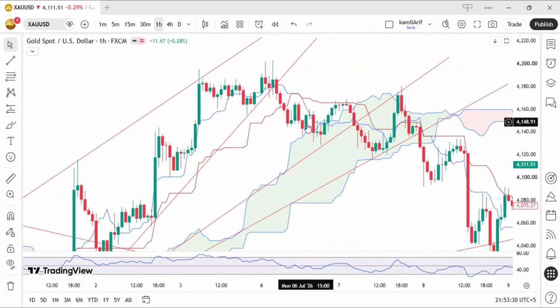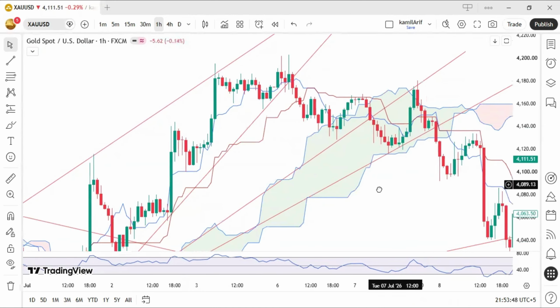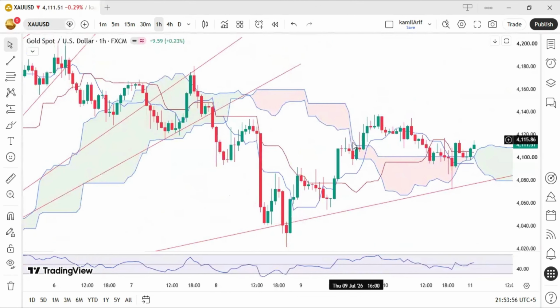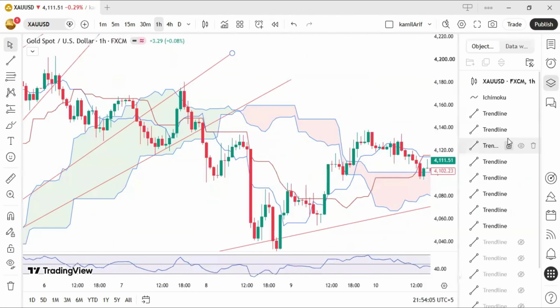Yes, you can keep in mind the outer boundaries of the cloud as well. For instance, this blue line is the outer boundary of the cloud. It is serving as support right now in the case of this scenario, and this lower blue line is of course the other boundary, the opposite side of it. Here it was serving as support, and here it was serving as resistance, but the cloud was very thin. And I have told you before as well, when the cloud is thin, the greater is the likelihood that the price might break out of it.